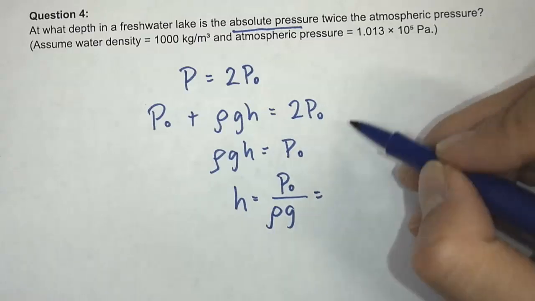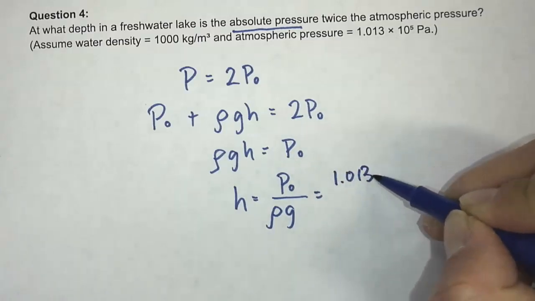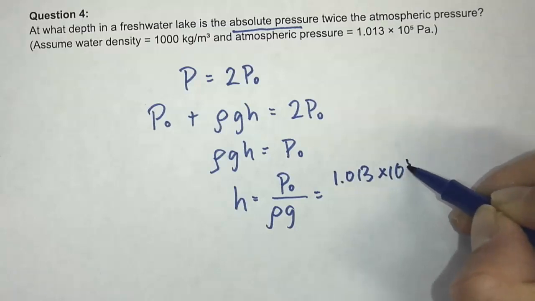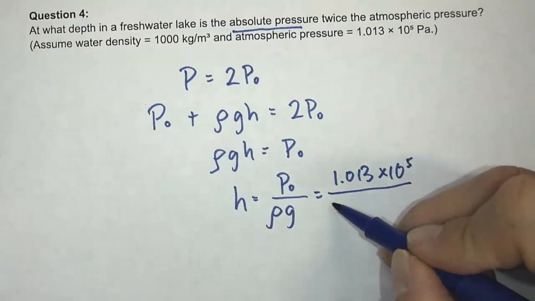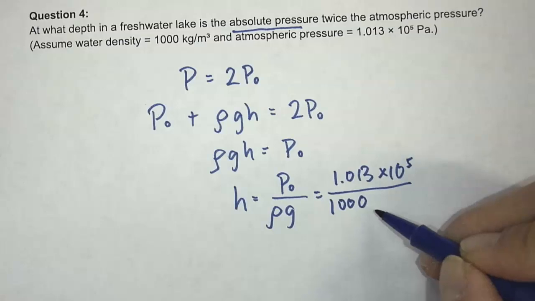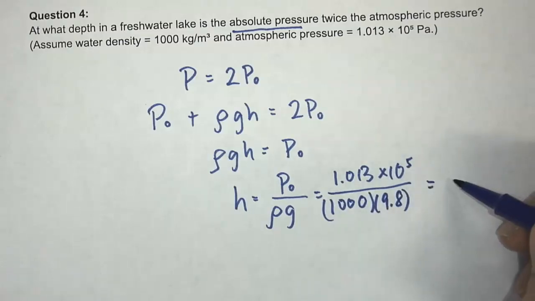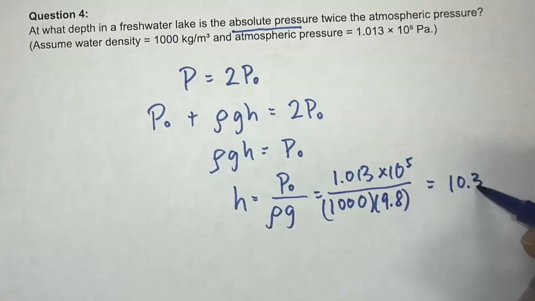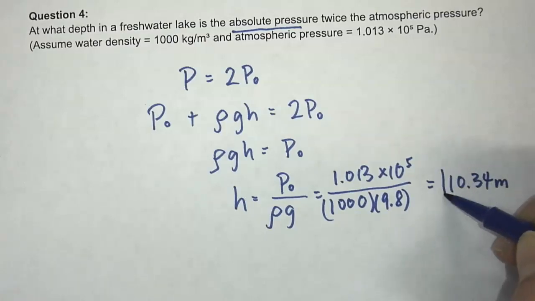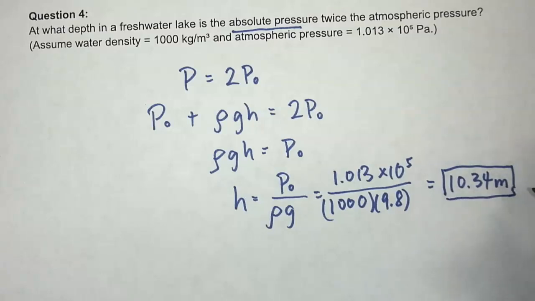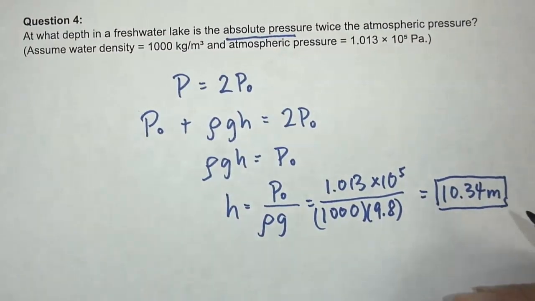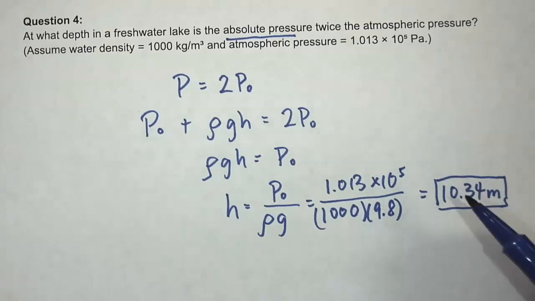Okay, now I'm going to substitute. P naught is 1.013 times 10 to the 5th divided by 1,000 for the density times 9.8 for G, and we get 10.34 meters. So at 10.34 meters below the surface of the water, we have an absolute pressure that's twice the atmospheric pressure.